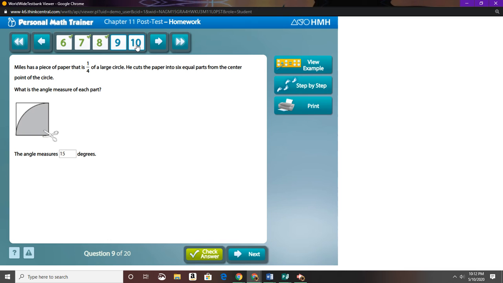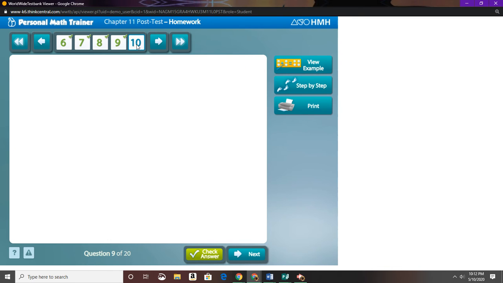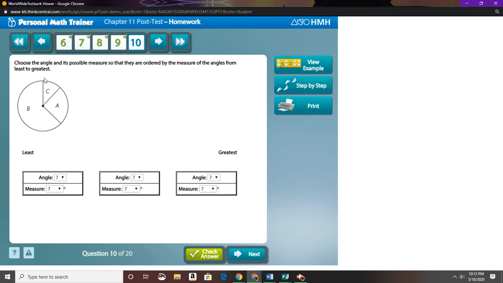Okay, question 10, one person missed. Choose the angle and its possible measure so they are ordered by the measure of angles from least to greatest. Well, the least angle that I see there is angle C. And its measure then could be 33 degrees. That's the least measure in that list.